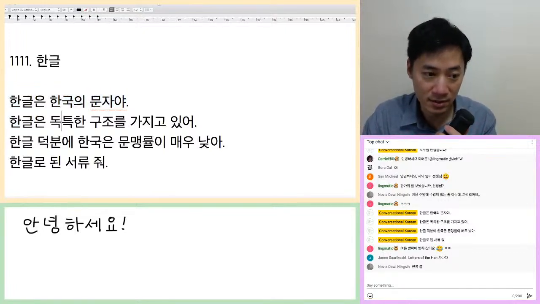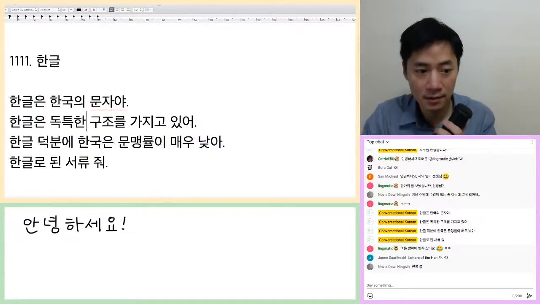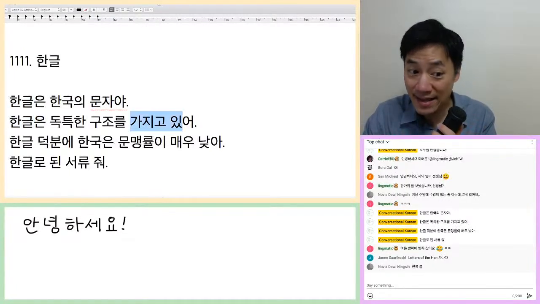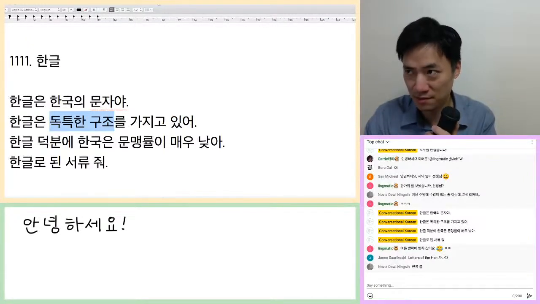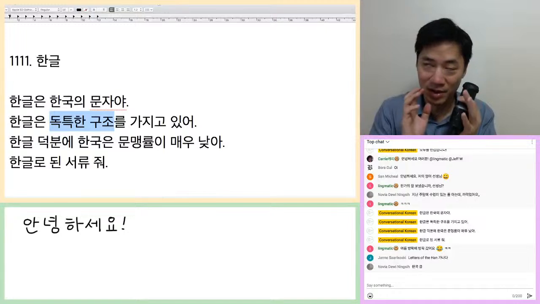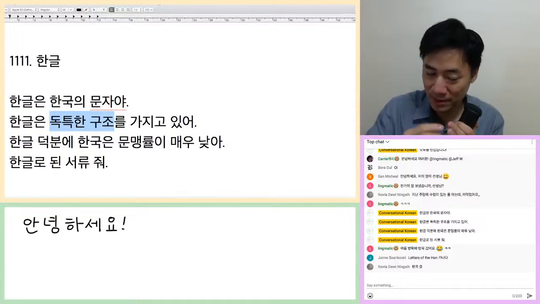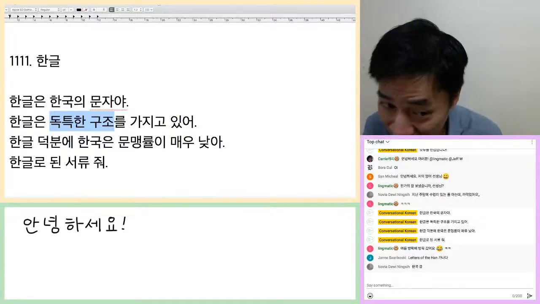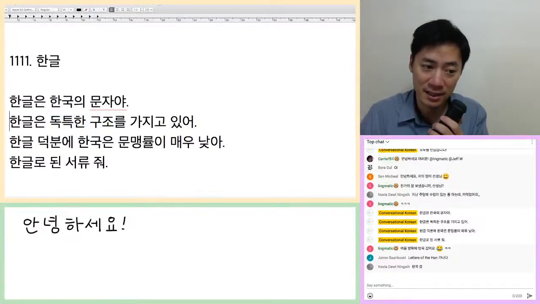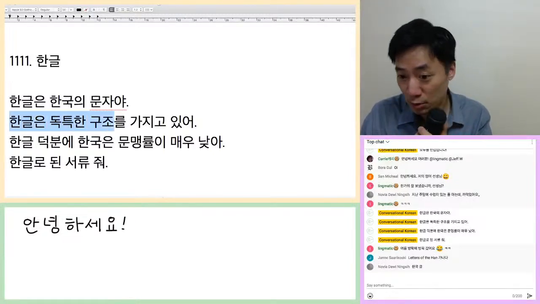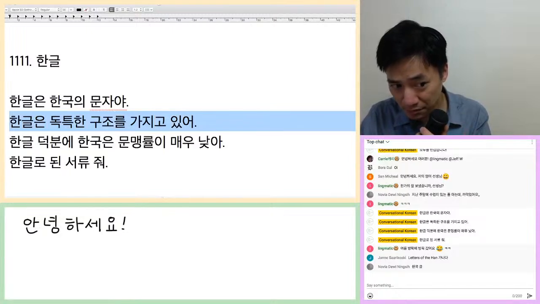한글은, again, you're talking something about 한글. 가지고 있다, has a structure, unique structure, vowel, consonant and vowel, you assemble and make the block. It's kind of interesting, I think. Unique, in my opinion. 예, 한글은 독특한 구조를 가지고 있어.